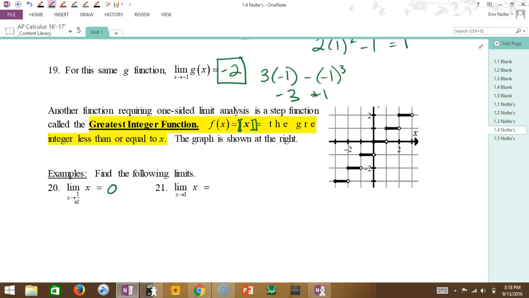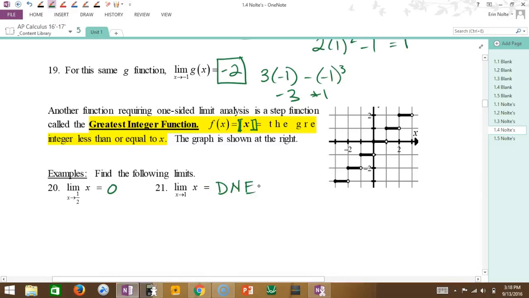Okay, now that's the function value at 1. I agree with the function value, but what's the limit? What's happening at 1? Yeah, right? Okay, from the left it's going to 0, but from the right it's going to 1. So what's the limit? Does not exist.